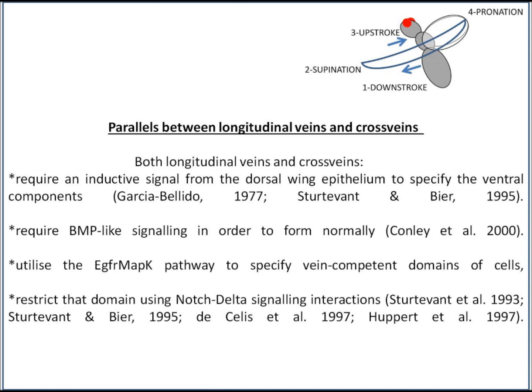So it's possible that over many thousands or millions of years, allelic variation in the components of these signaling processes might have provided enough variation in flexural stiffness to allow for the evolution of different modes of flight in insects. And that's all for today.